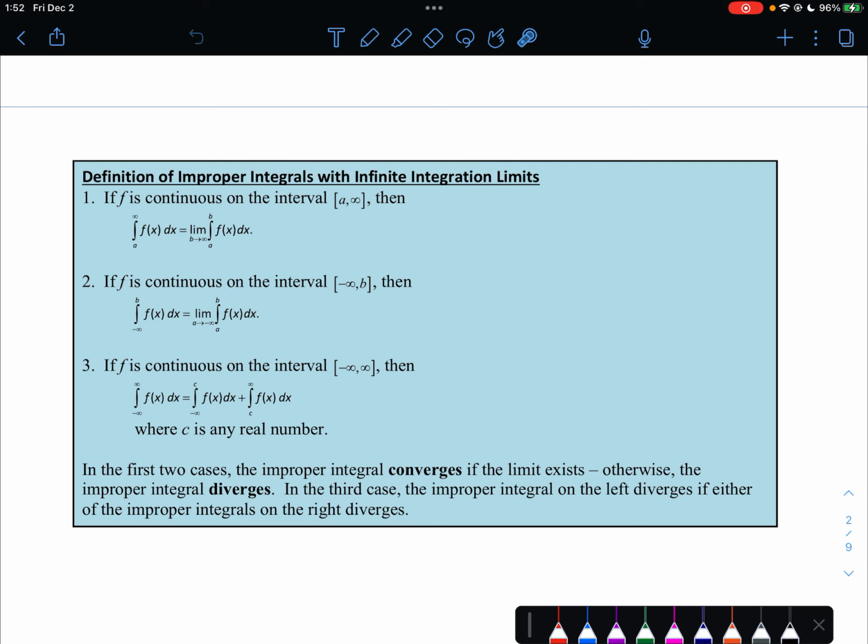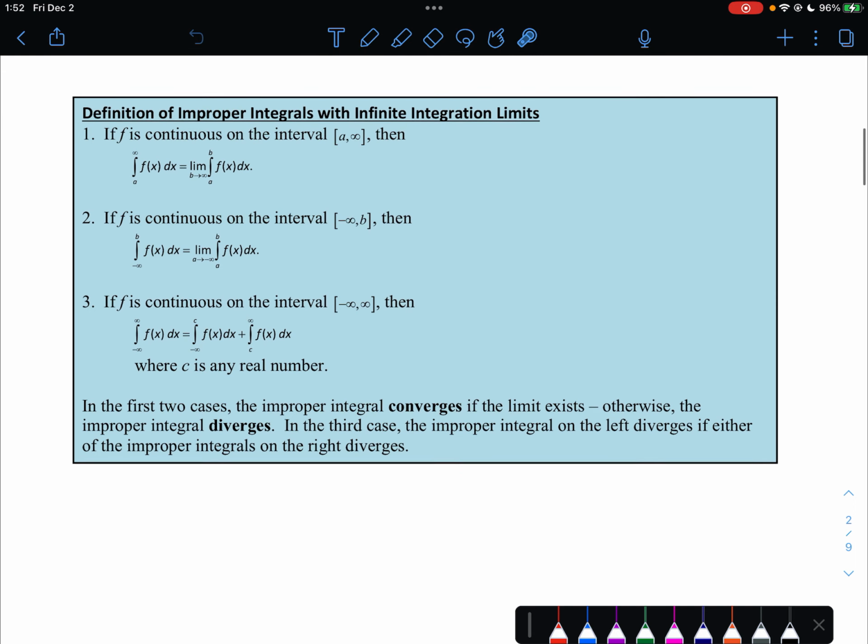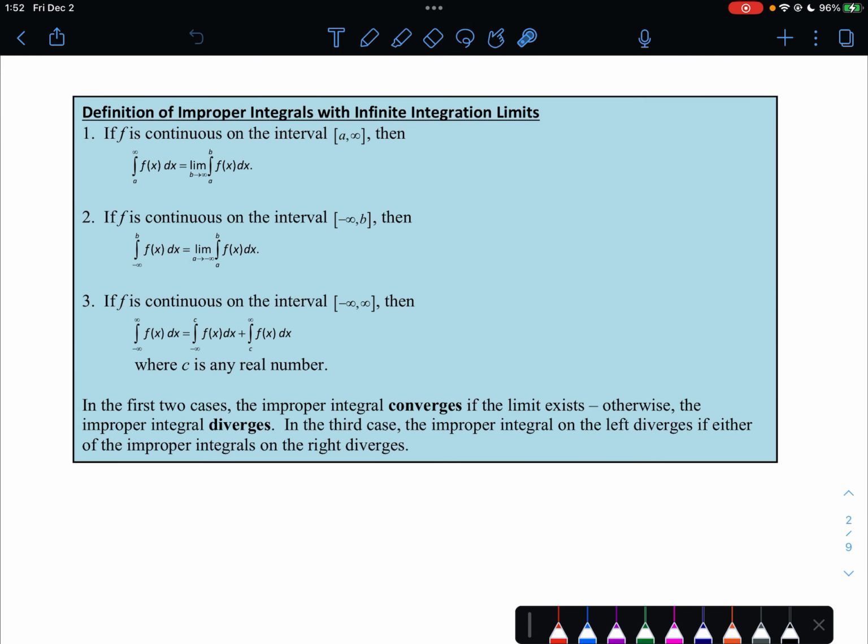In the first two cases, the improper integral converges if the limit exists. Otherwise, we say the integral diverges. In the third case, the improper integral on the left diverges if either of the improper integrals on the right diverges. Diverging is bad. Basically, we just don't get an answer. Converges means that we'll get some type of answer that our area is headed towards.